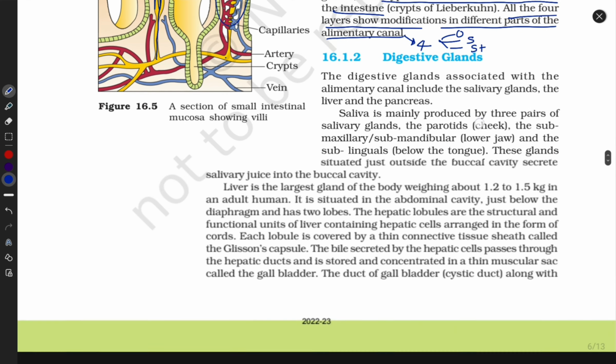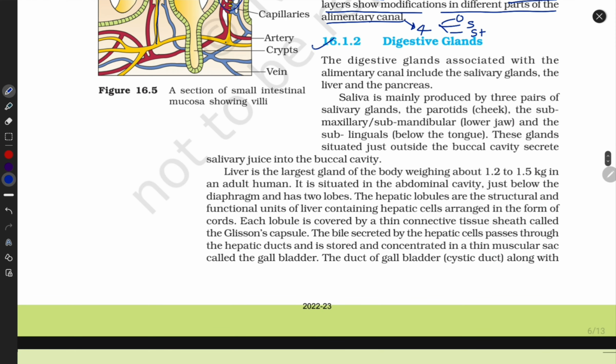Come on. Now let's talk about the digestive glands. How many digestive glands? First of all, we will talk about the salivary gland, then the liver, then the pancreas. The salivary gland secretes saliva. It is present in our buccal cavity, which we can also call the oral cavity.